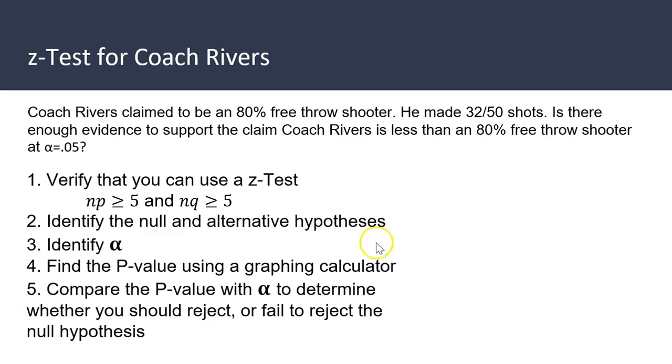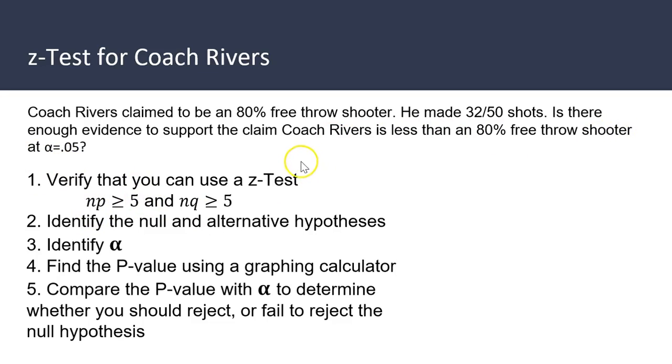Okay, so let's do a z-test for Coach Rivers. He claims to be an 80% free throw shooter. He made 32 out of 50 shots. Is there enough evidence to support the claim that Coach Rivers is less than an 80% free throw shooter at alpha equals 0.05? Okay, so first let's verify that we can use a z-test.